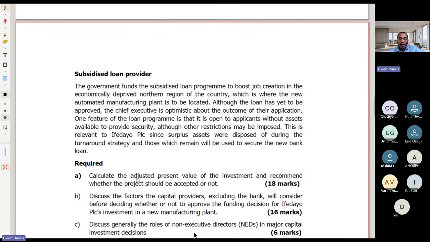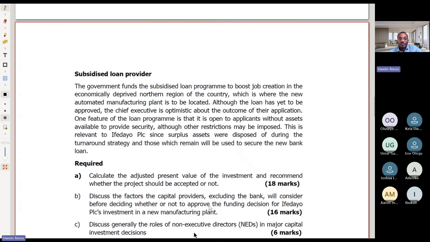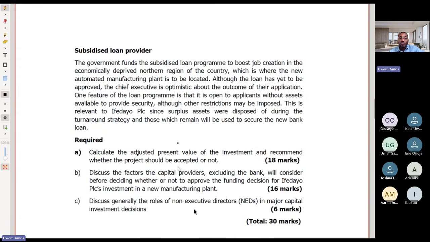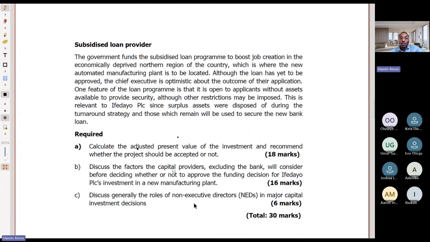Calculate the adjusted present value of the investment and recommend whether the project should be accepted or not. B. Discuss the factors the capital providers, excluding the bank, will consider before deciding whether or not to approve the funding decision for Ifedayo Plc's investment in a new plant. C. Discuss generally the roles of non-executive directors in major capital investments.